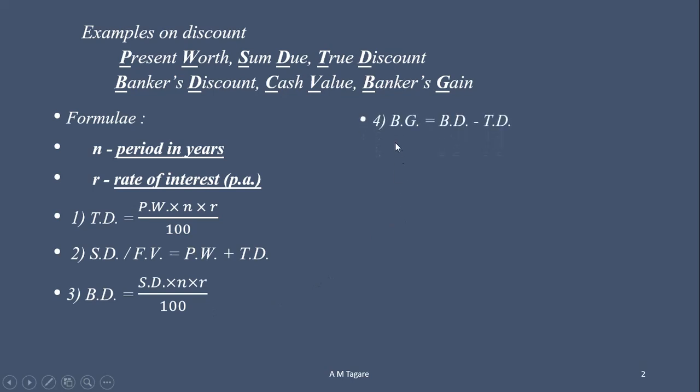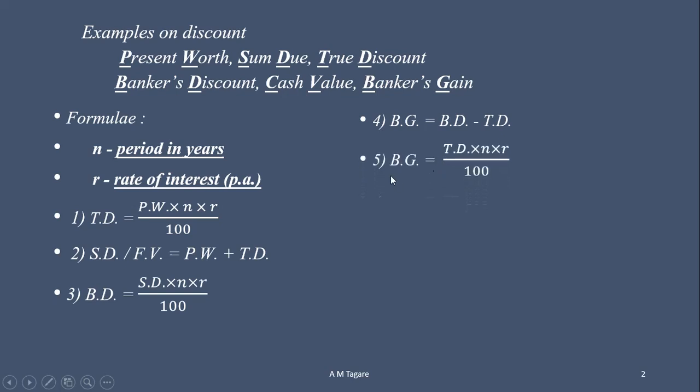Now next formula is for banker's gain. Banker's discount is always greater than true discount. Banker's discount is calculated on sum due or face value, while true discount is calculated on present worth. So banker's discount is always greater than true discount. So the difference between them, BD minus TD, is equal to banker's gain.